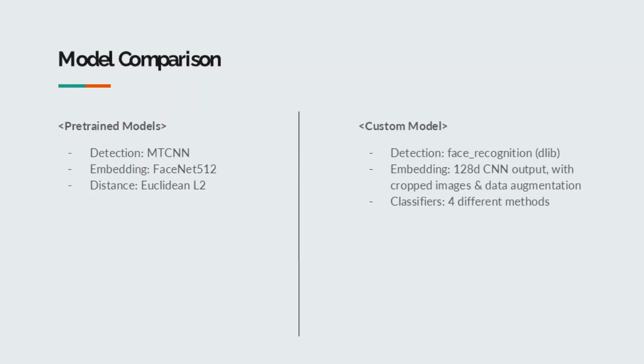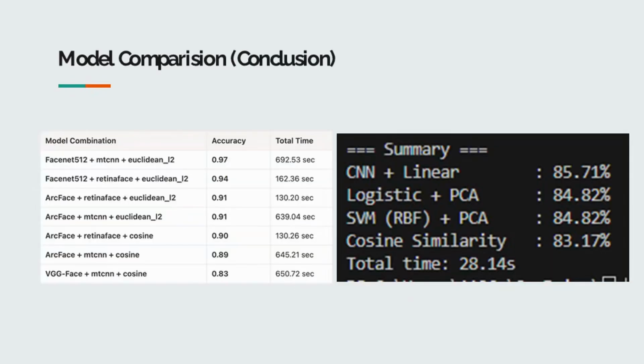This slide compares the pre-trained and custom models. The pre-trained model, MTCNN plus FaceNet 512 plus L2 distance, achieved 97% accuracy. And the custom model used the face recognition library and a CNN for 128D embeddings, with the best classifier reaching 85% accuracy. This table provides a direct comparison between the performance of pre-trained models and our custom designed model.